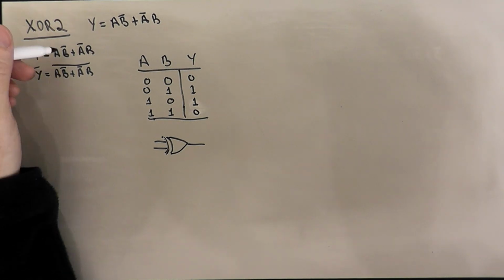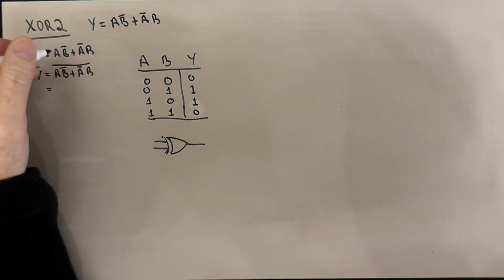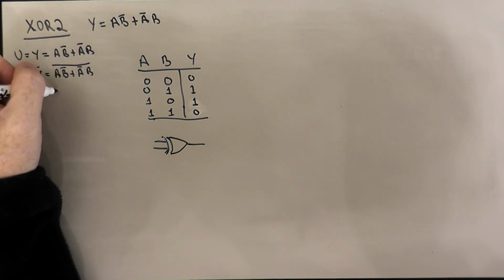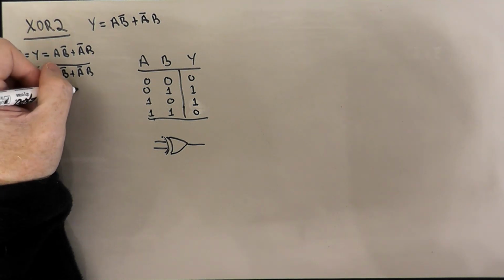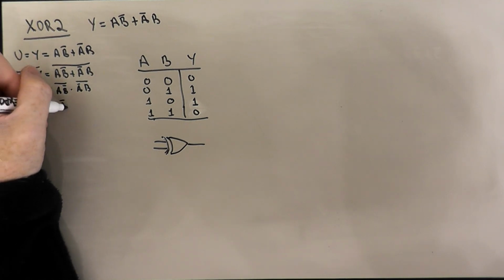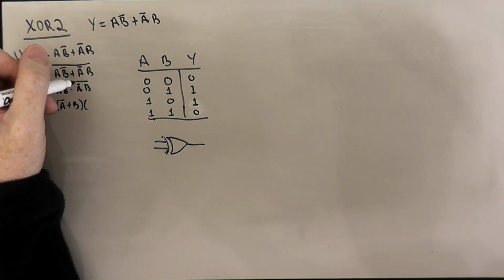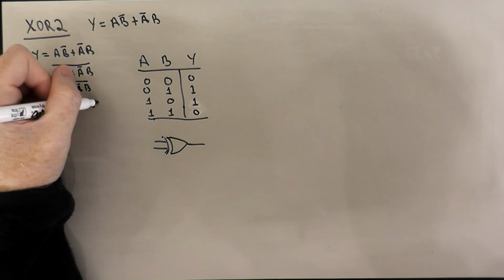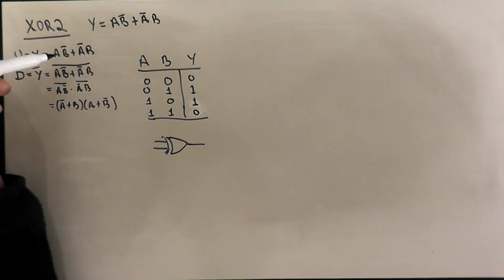And I mean we can push this down one level and write this as A B bar bar ANDed with A bar B bar. We can push it down another level and write this as A, not A or B, ANDed with A or not B. That might be a convenient form to have it in.